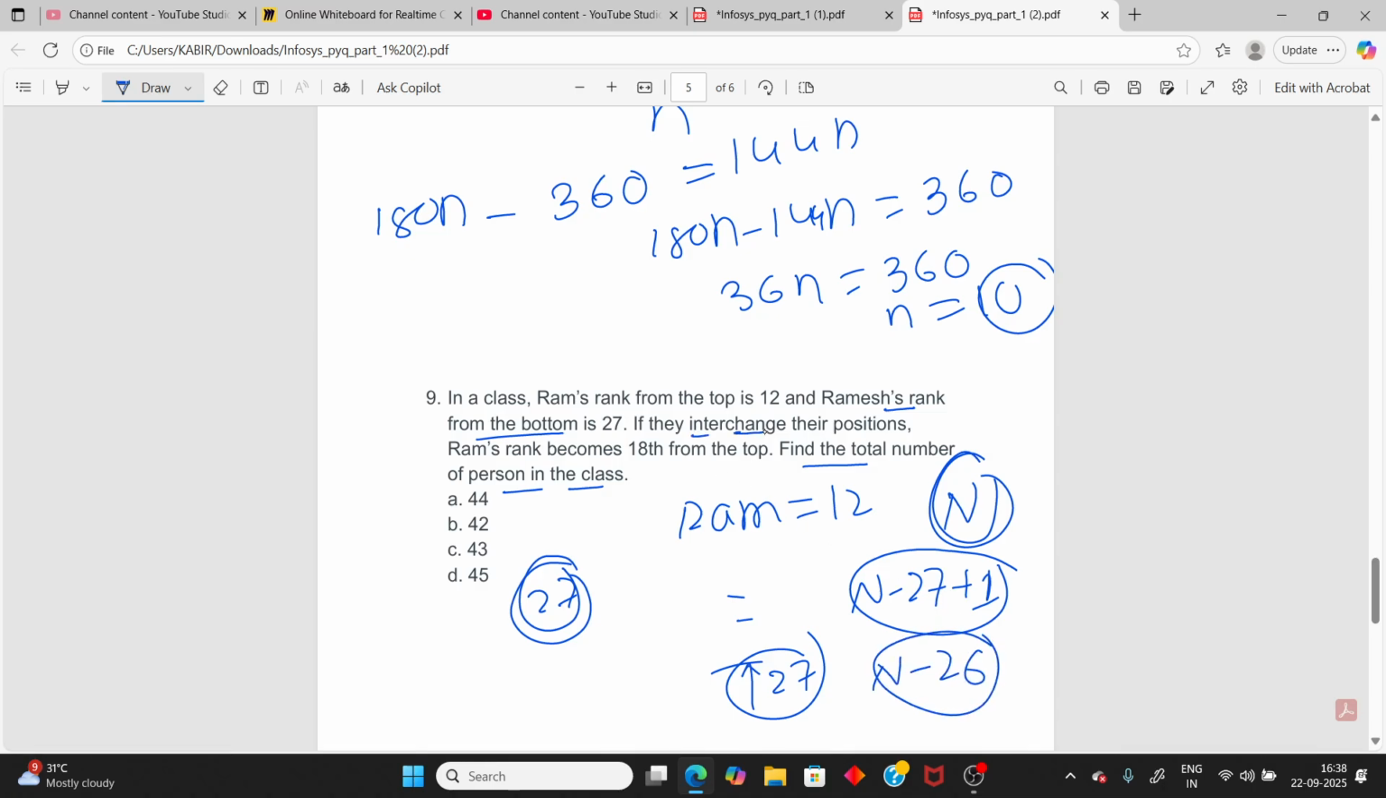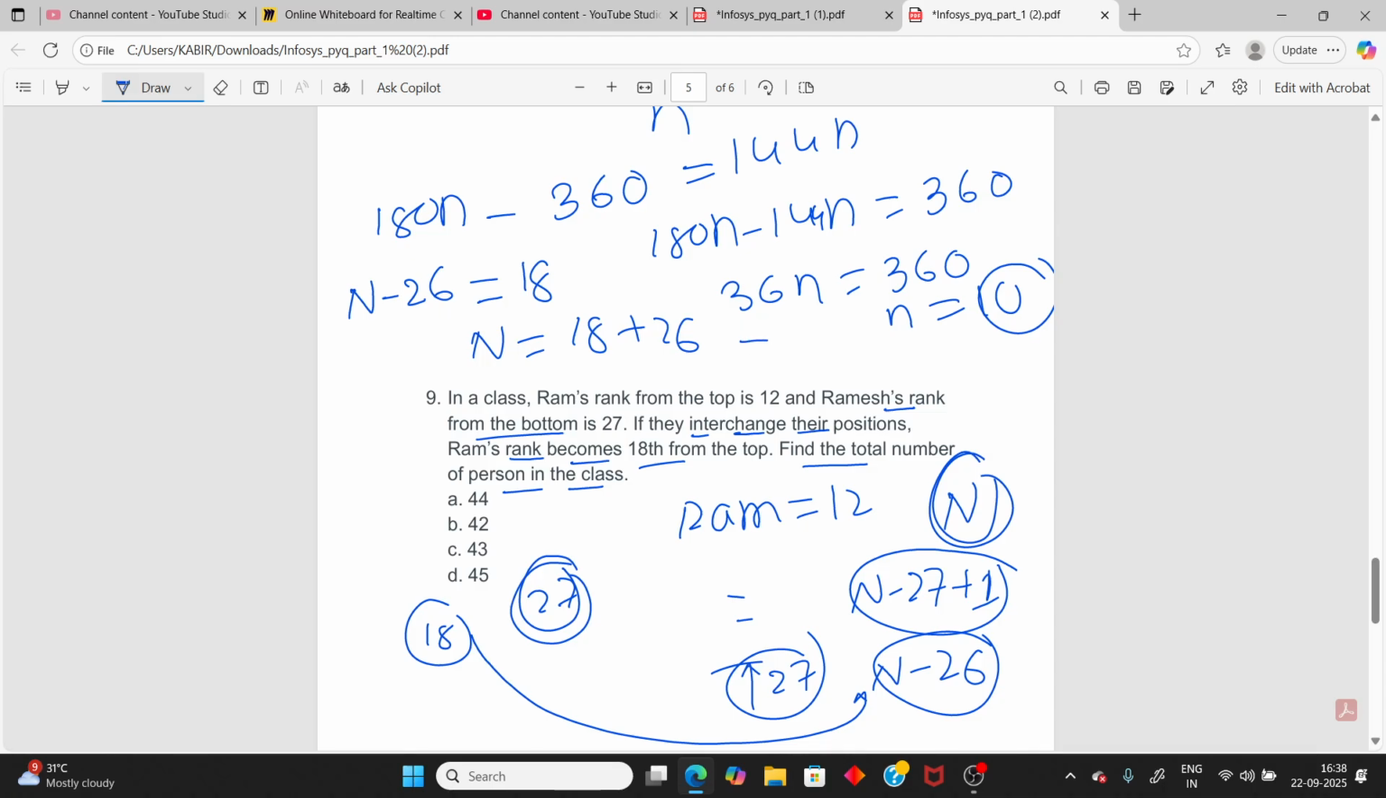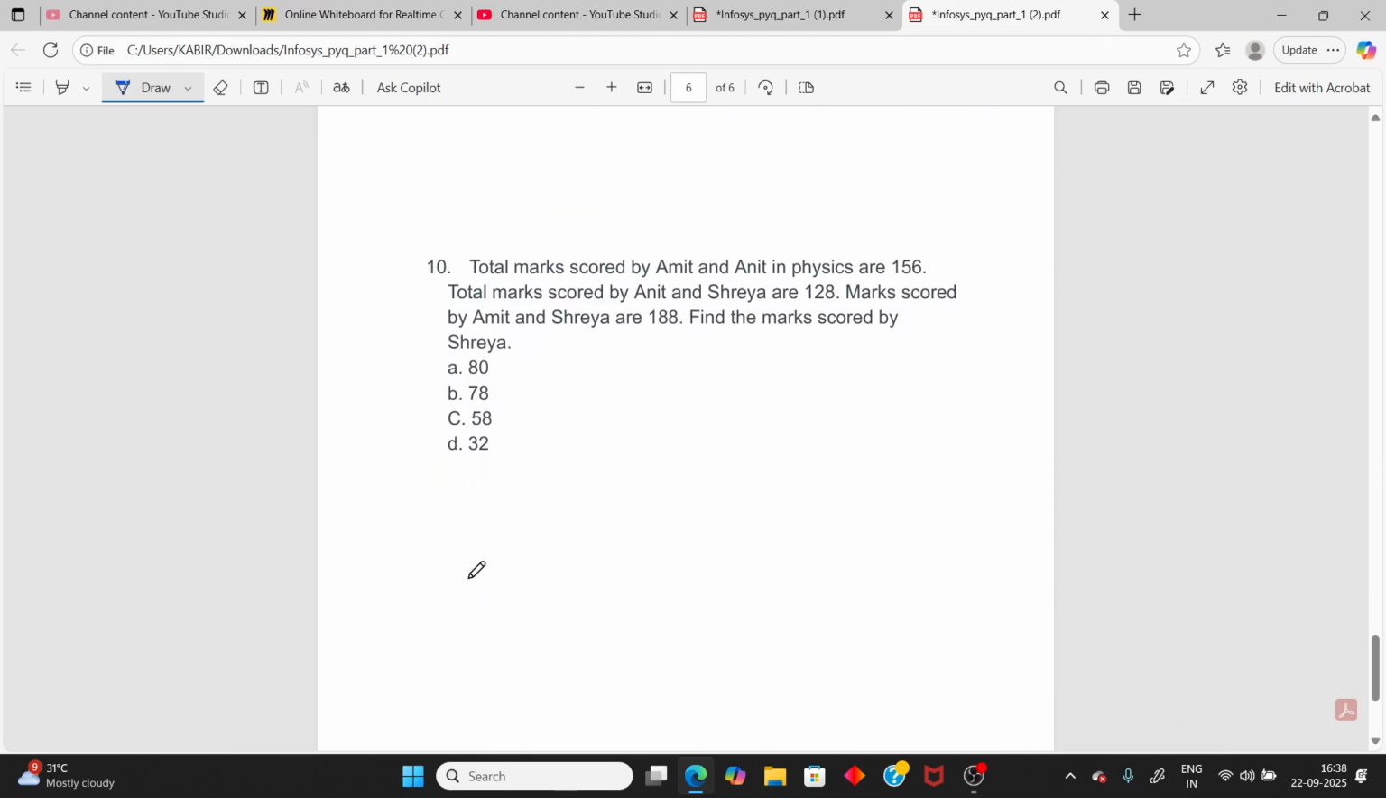Now, if they interchange positions, Ram becomes 80. Ram now takes the 80 position, which is actually Ramesh's rank from the top. So your equation is n minus 24 equals 80. So n equals 80 plus 26... that is 44. That is your answer. Moving to the next or last question.